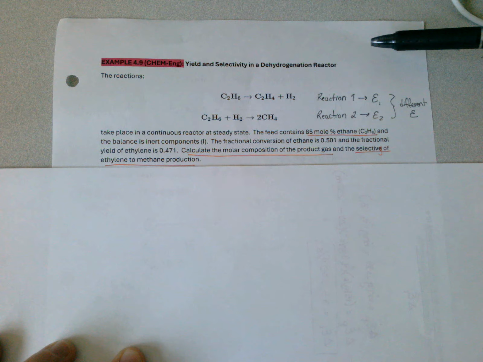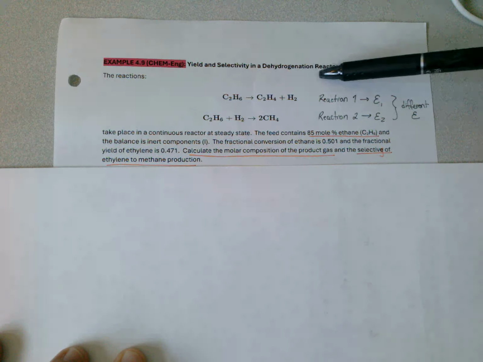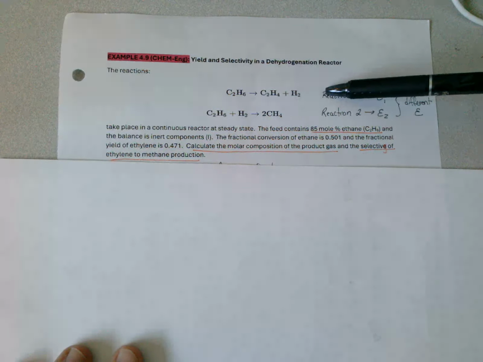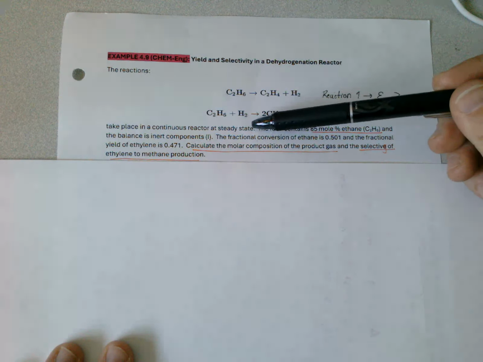All right, let's work through example 4.9. So this is going to talk about yield and selectivity in what's called a dehydrogenation reaction. So first things first, we have two reactions that are happening in this place. They're happening in a continuous reactor at steady state.